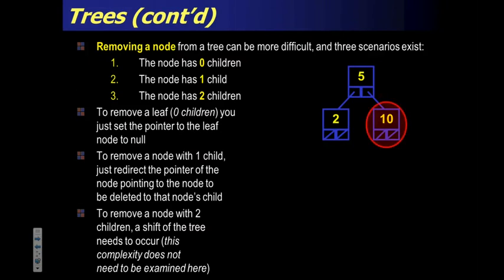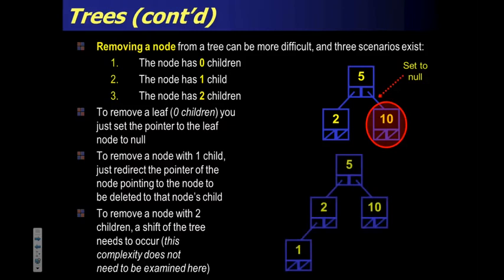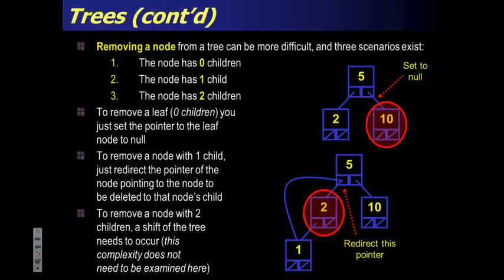So removing the 10, easy. I just set this left reference to null. In this case, to remove the 2 from this tree, it's pretty easy. All I do is redirect this one around that one, like we did with linked lists, and then it's no longer available. So removing 0 children, easy. Removing 1 child, easy.